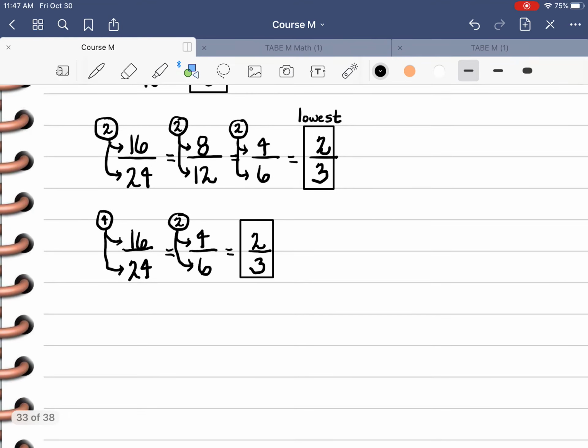I, because I've learned my times tables and I use them every single day, would see this as an 8. 8 into 16 is 2. 8 into 24 is 3. And I'm there immediately. 2/3, lowest terms.